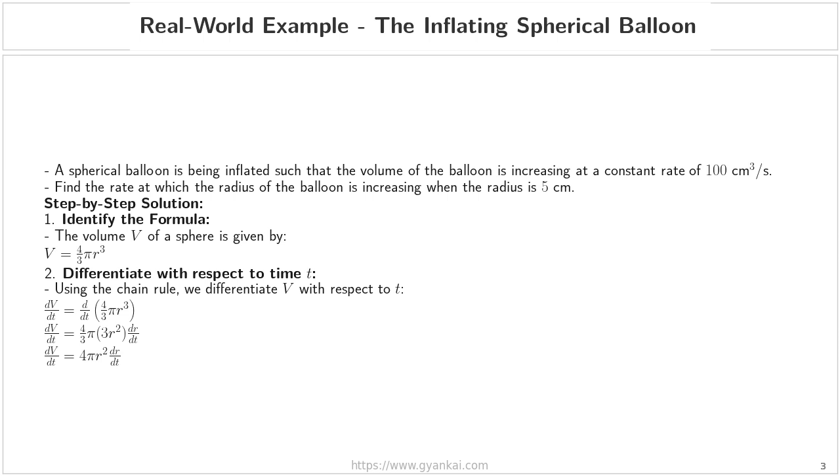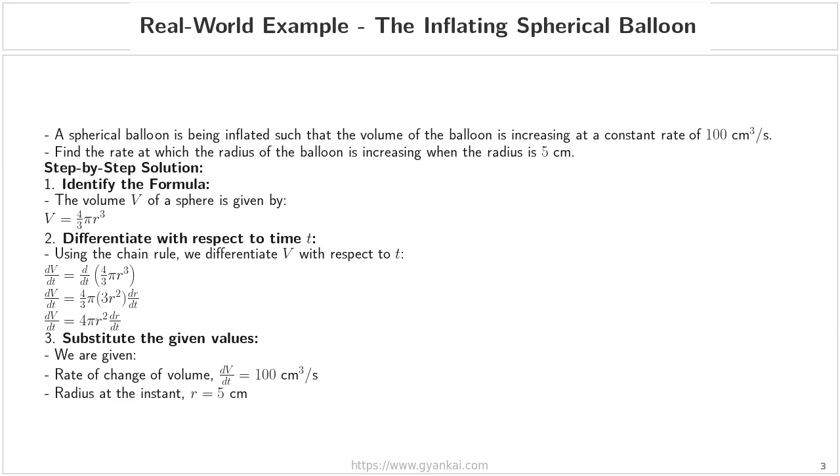The derivative of volume with respect to time, written as dV over dt, is equal to the derivative of 4/3 pi r cubed. When we differentiate the radius cubed, we bring down the exponent of 3, which cancels out the 3 in the denominator. We then multiply by the derivative of the radius with respect to time, written as dr over dt. This simplifies our expression to dV over dt equals 4 pi r squared times dr over dt.